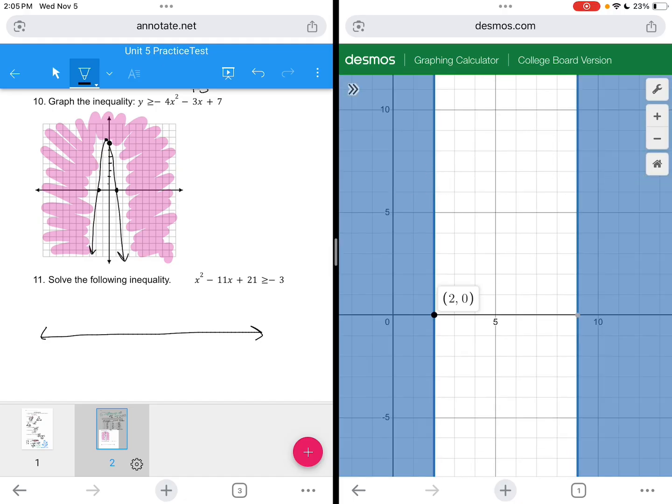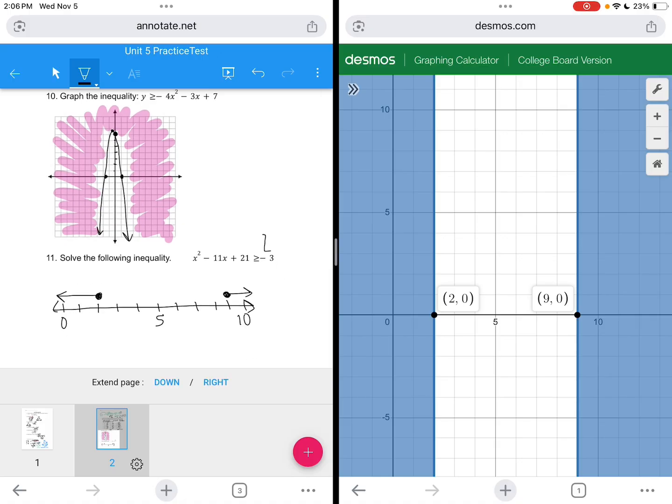Okay. So it looks like we're looking at 2 and 9. So let me go from 0 to 10. So 0, 1, 2, 3, 4, 5, 6, 7, 8, 9, 10. Okay. And these are going to be closed circles because it's an or equal to. So I'm going to put a closed circle, I think, at 2. I'm going to go this way, and then we're going to put a closed circle at 9 and go this way. I kind of just like looking at it as the number line a little bit better because sometimes with all of that extra shaded area, it just looks kind of confusing.